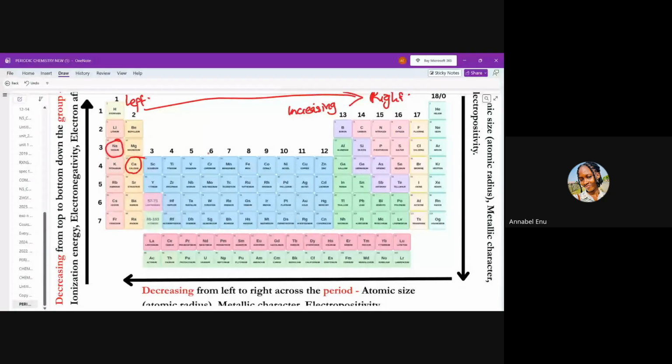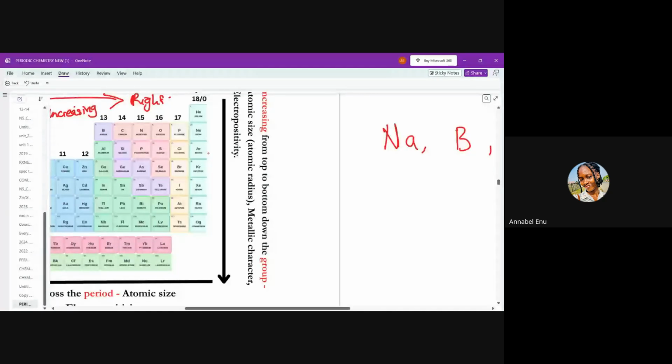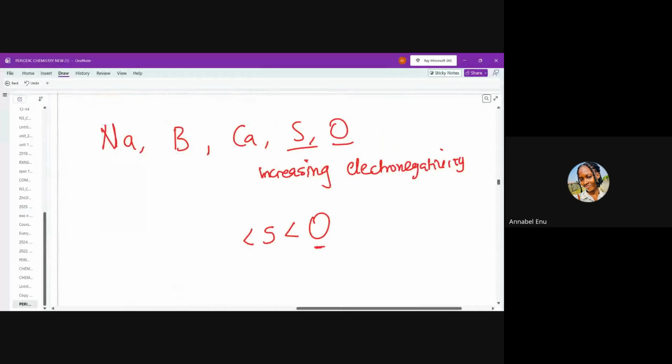We're doing a trend here. We are given a question now. They said we have sodium, boron, I've actually seen a question like this in your exam. We have sodium, boron, calcium, sulfur, oxygen. Okay, then calcium. Calcium is the next one.